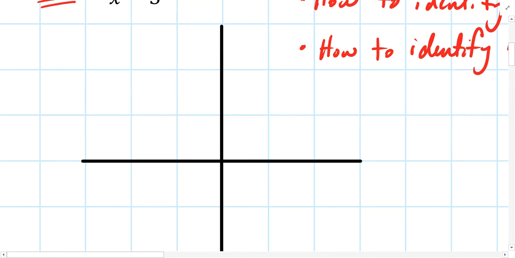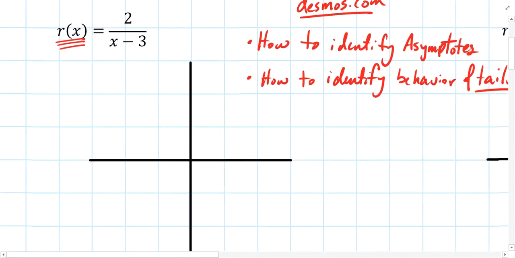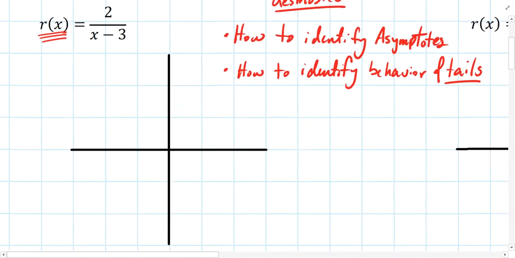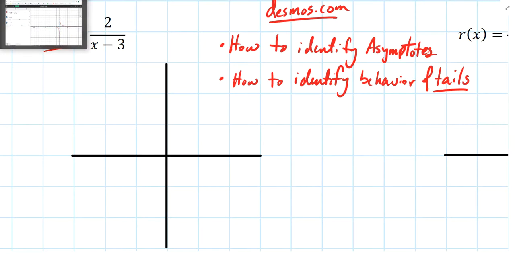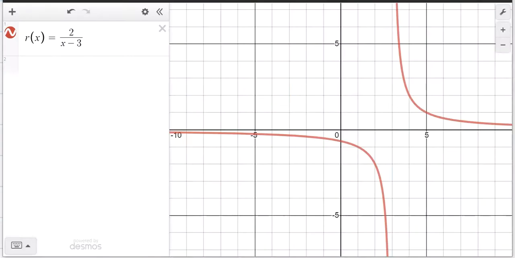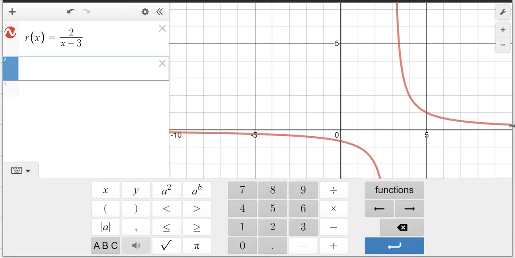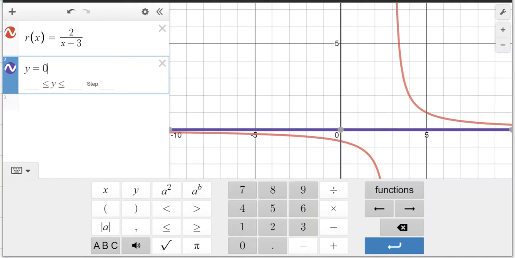So let's see if we can identify those. Now, again, I'm going to identify the rules to establish those. I'm going to use a graphing calculator such as Desmos in order to do this fairly quickly. And I've already got this function put in right now: r of x equals 2 divided by x minus 3. So here's that graph, and it certainly looks like this graph has a horizontal asymptote at the x-axis, and we can reproduce that with the equation y equals 0.